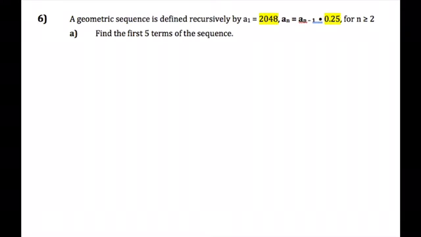Okay, here's number 6. You are going to go ahead and put in 2048 for a sub 1, and you're going to be multiplying by 0.25. Okay, go ahead and find the first 5 terms of the sequence.